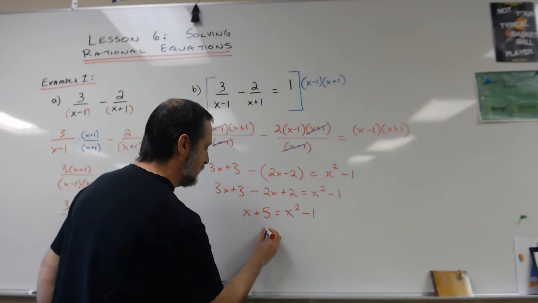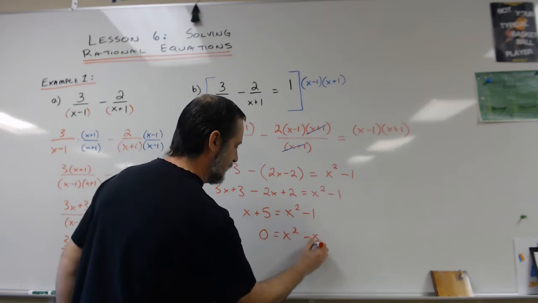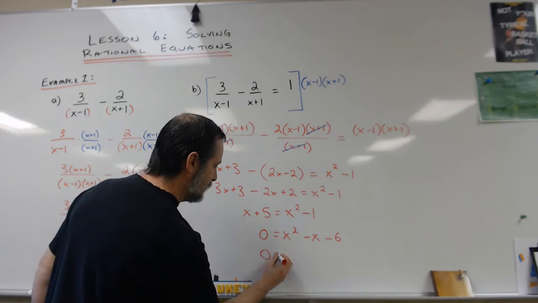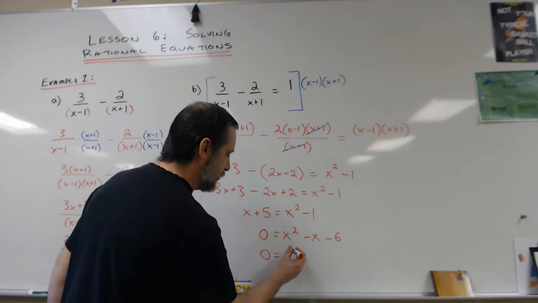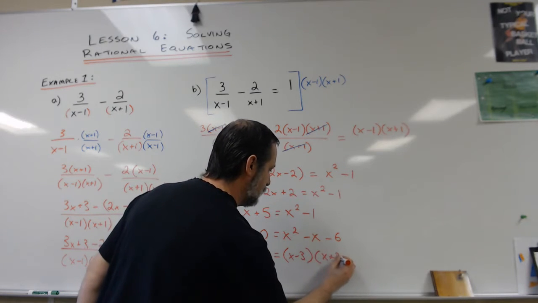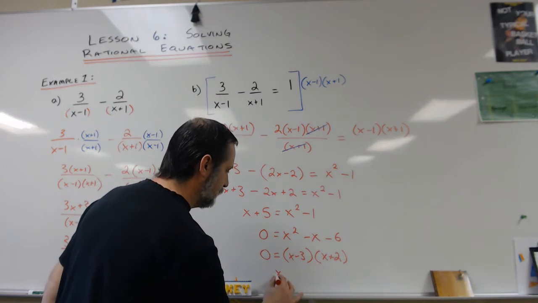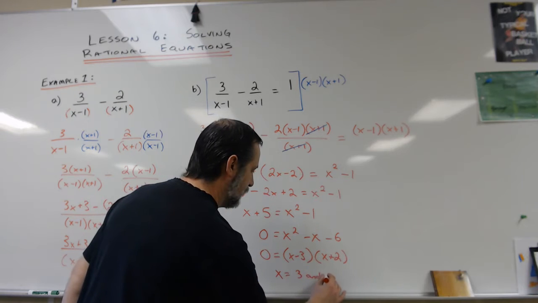So this is going to become 0 equals x squared. I'm going to move that x over here, becomes minus x. Subtract the 5, minus 6. So 0 equals. Factor this. We're looking at a minus 3 and a plus 2. So now we know that x is going to equal 3 and negative 2.